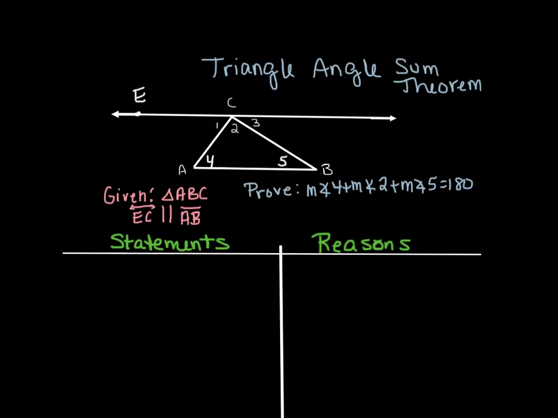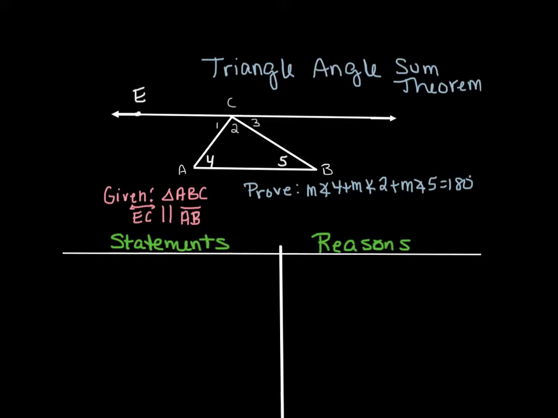So first thing we're going to look at is the triangle angle sum theorem. If you notice, we have our familiar statement reason chart set up, and we have some information that's given to us. We're given there is a triangle ABC, and we're given that line EC is parallel to segment AB. And we're proving that the measure of angle 4 plus the measure of angle 2 plus the measure of angle 5 is going to equal 180 degrees. So I want you to take a moment, copy down the diagram, and when you're finished, you can restart the video.